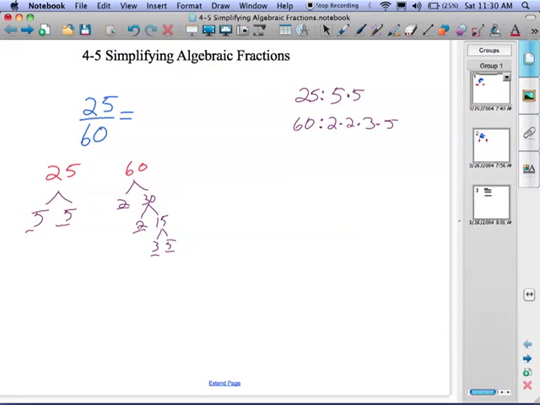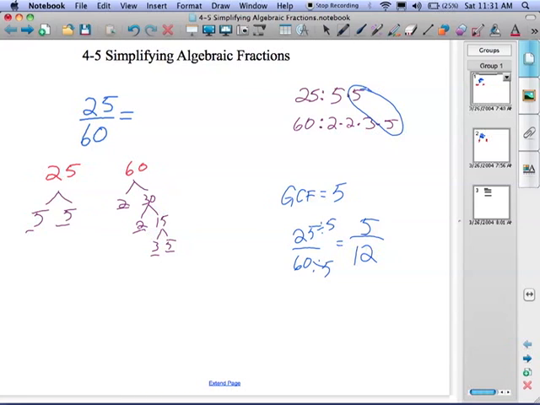Now, at this point, traditionally, what we would do is find the greatest common factor, which is going to be 5, because that's all they have in common. Go ahead and circle it. And then we would divide 25 and 60 both by 5. 25 divided by 5 is 5, and 60 divided by 5 is 12. And there we go, simple, the answer is done. That works great when we have simple numbers like this.